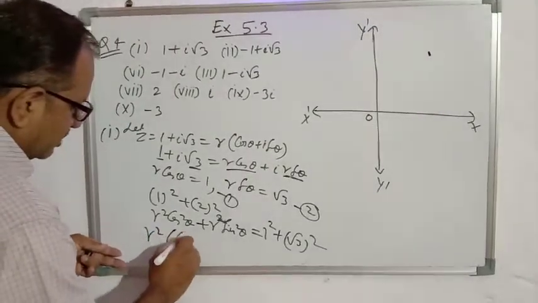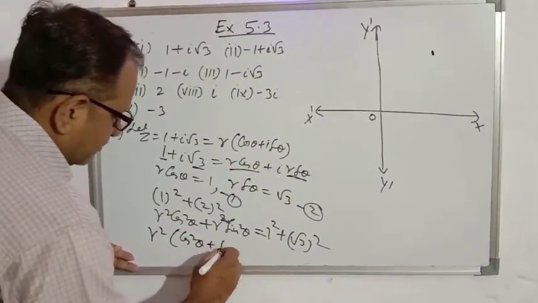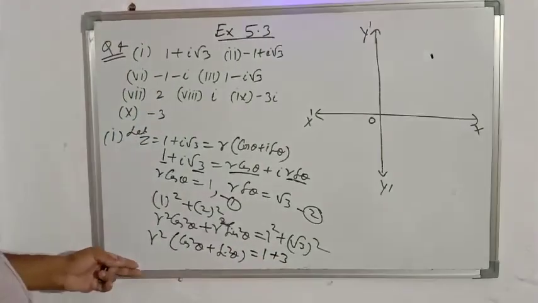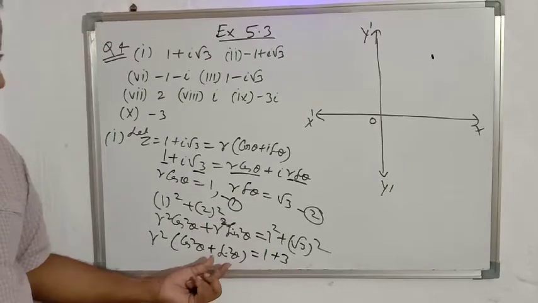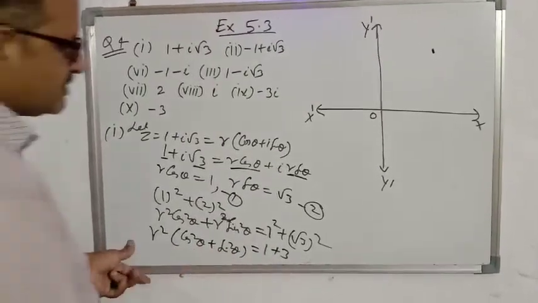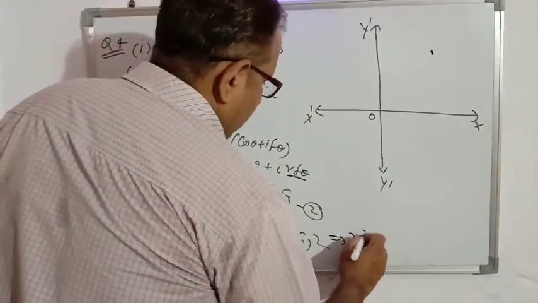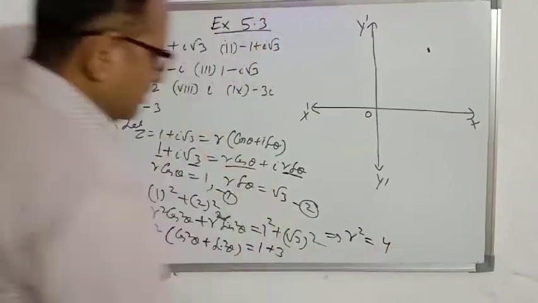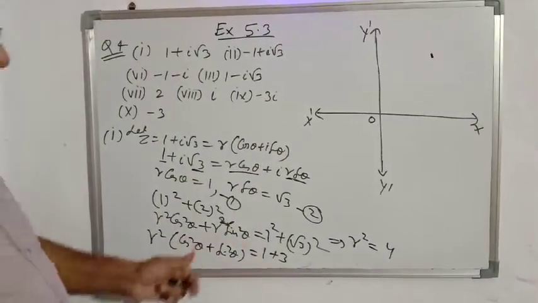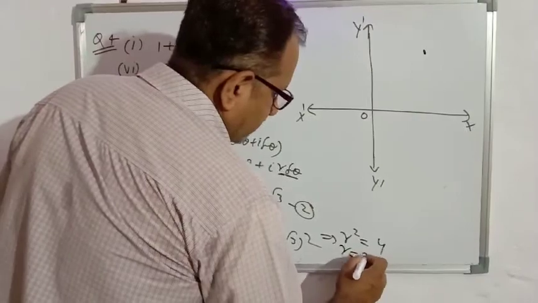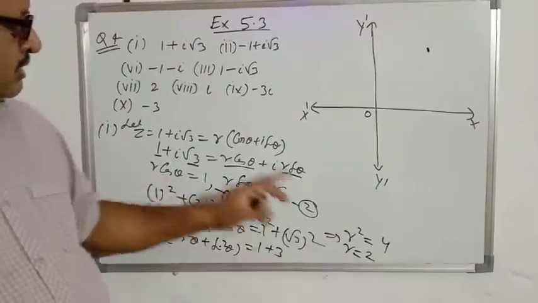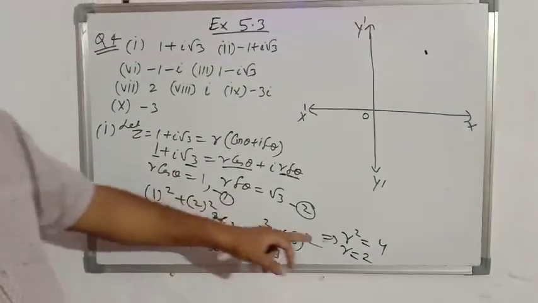Take r square common, we will get cos square theta plus sin square theta, and 1 plus root 3 square is 3. We know that in trigonometry sin square theta plus cos square theta is 1. So r square will be 3 plus 1, 4. Cos square theta plus sin square theta is 1, r square is equal to 4. What will be r? We take the square root of 4. So r is equal to 2, meaning modulus of z is equal to 2.